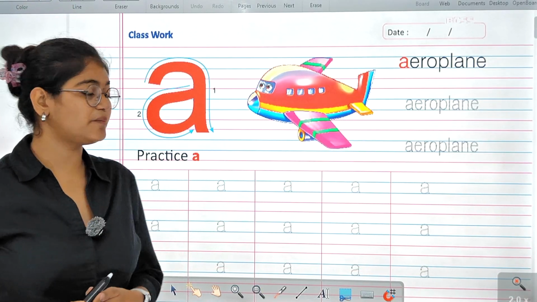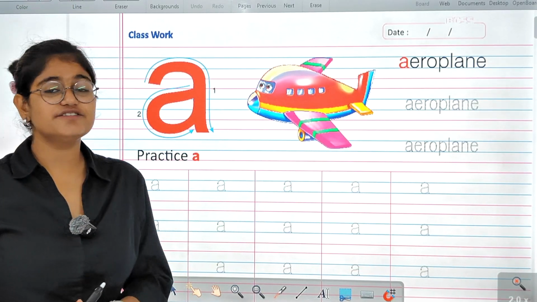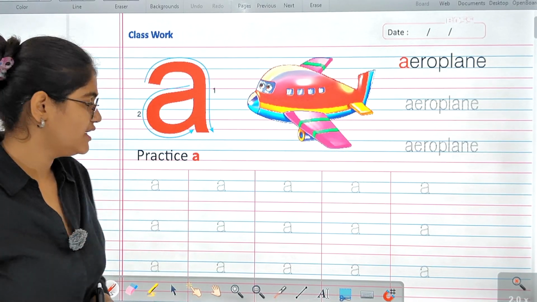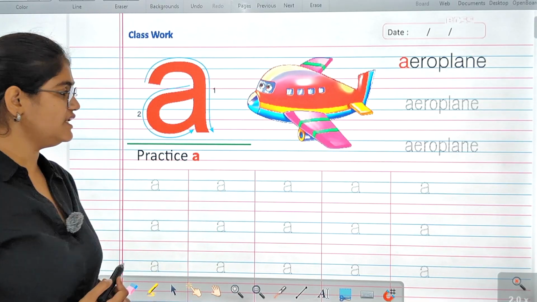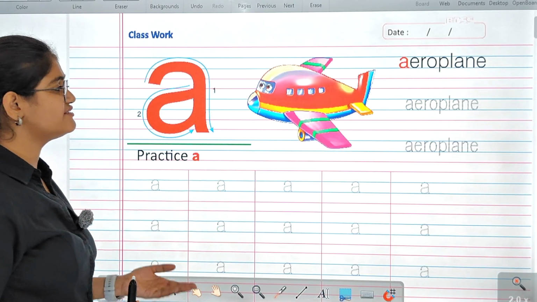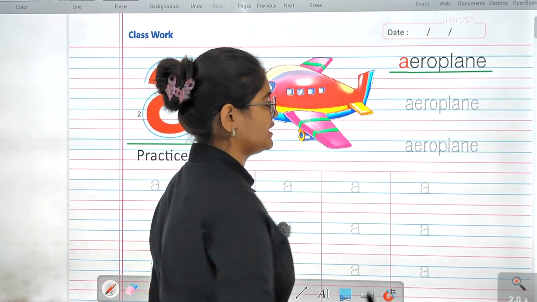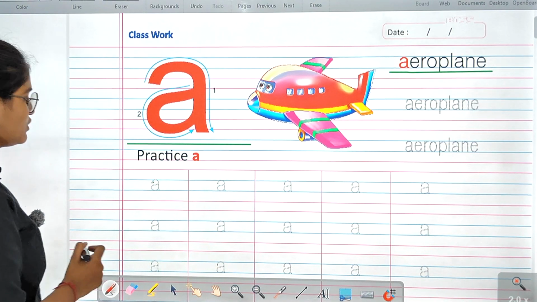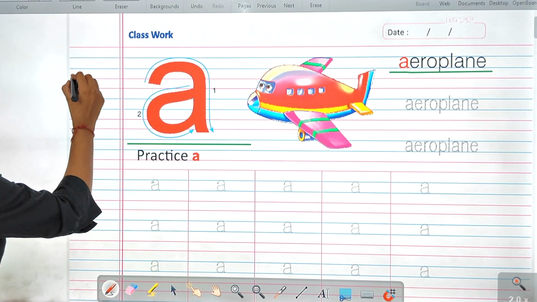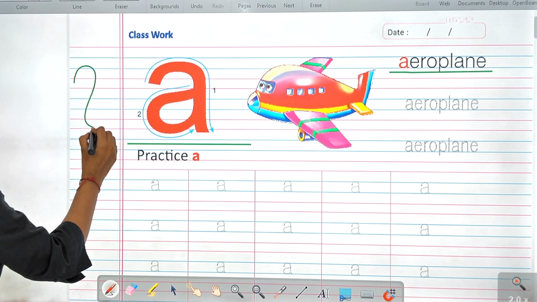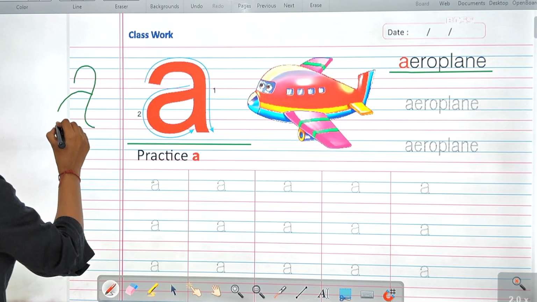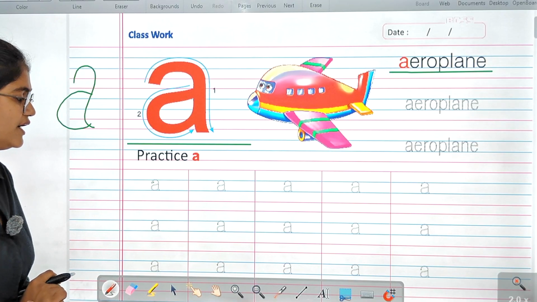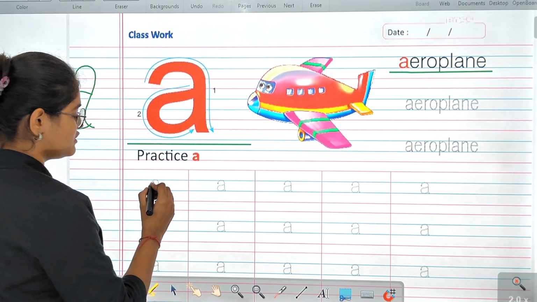Here we begin with our letters, how to write the small letters. First of all we have been given A. A stands for apple. Let's practice how to write A. Simply what you are going to do is make a curve and then another curve like this, and hence this is A for apple. Let's practice them within the lines.